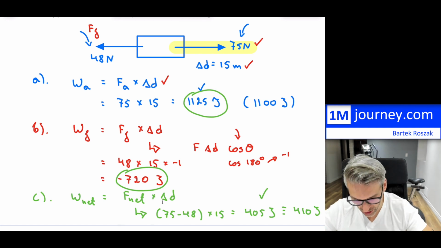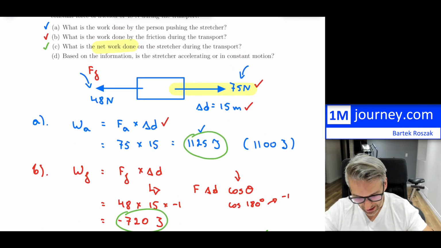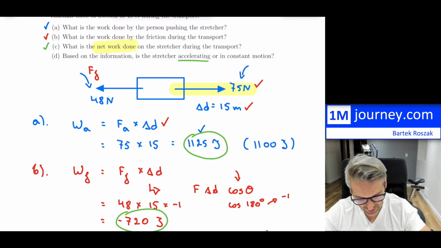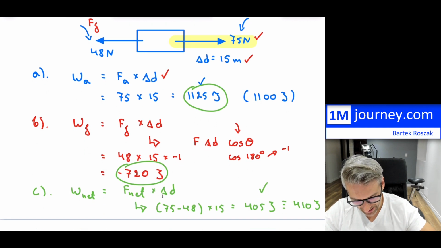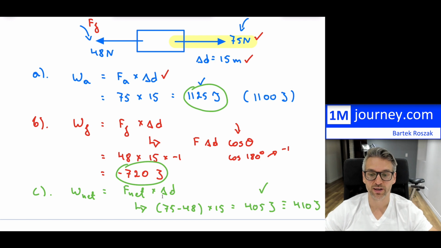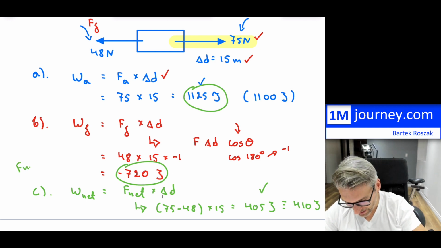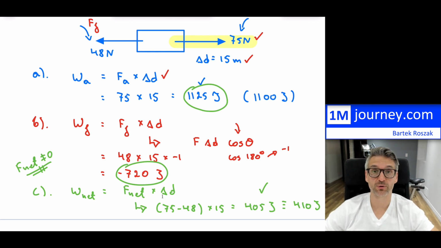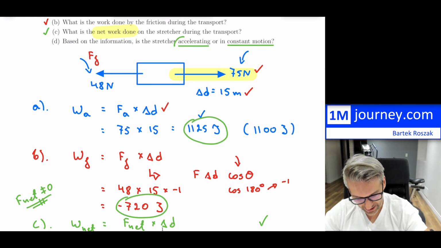Now let's take a look at the last one. Based on the information, is the stretcher accelerating or is it in constant motion? This is another good question. Well, if you go back, there is a net force. If F net is not equal to 0, that means your object is going to be accelerating. That is what Newton's second law says. So in here, it is accelerating.